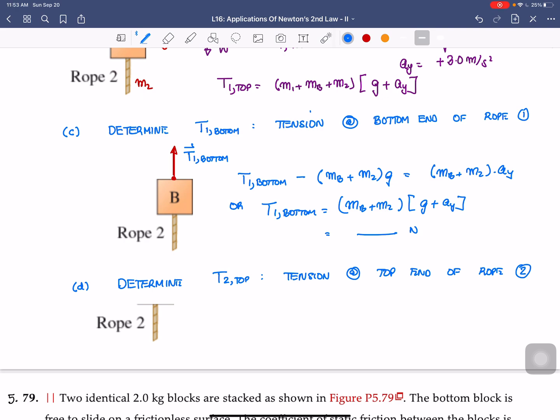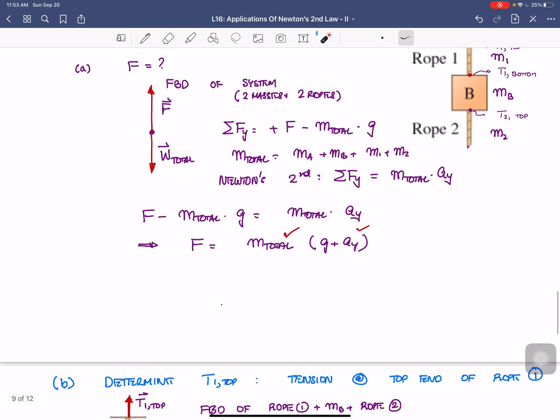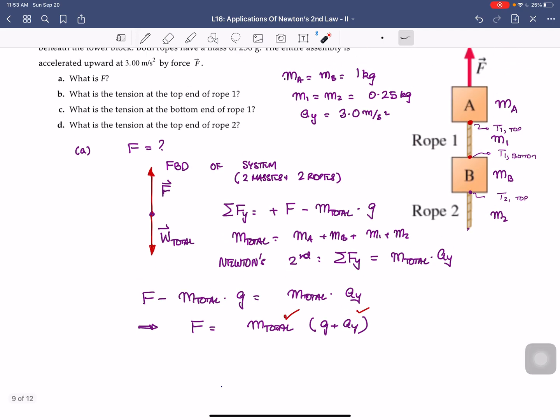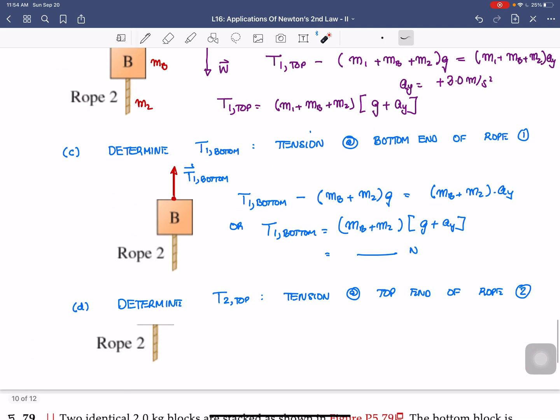So again, let me repeat that. The tension at the bottom end of rope 1, here's a better picture, the tension right here, is responsible for accelerating these two objects, block B and rope 2. Applying Newton's second law, this is the expression that you're going to get.